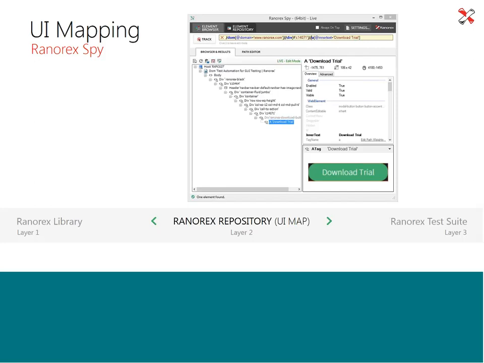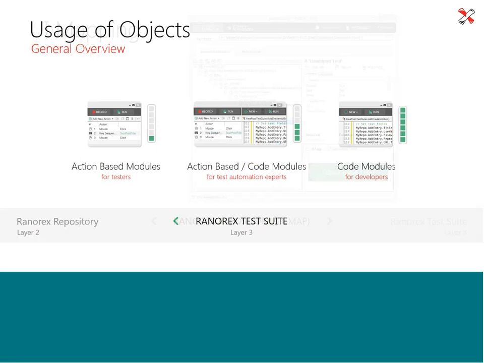All right, and on the third layer, we have the so-called modules. So in Ranorex, we work a lot with so-called action-based modules, which are modules where, for a tester, you say, I want to perform a click on that repository item or a key sequence on this other repository item. So that's very, very easy to use.